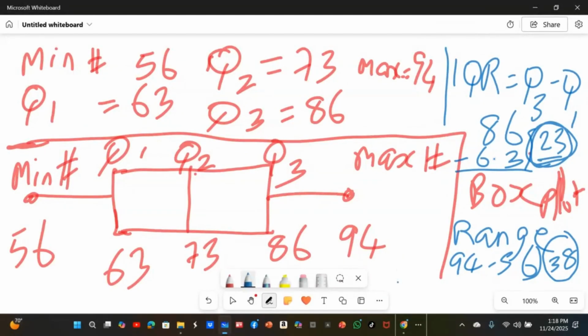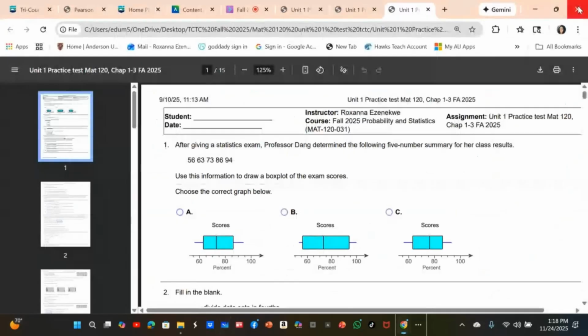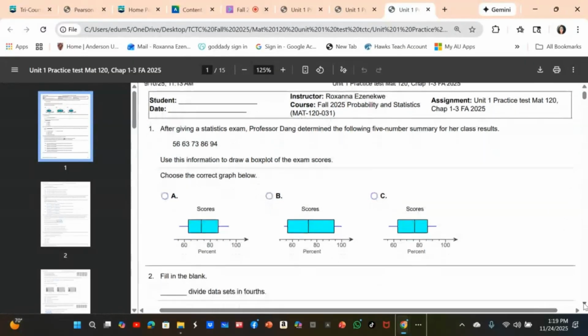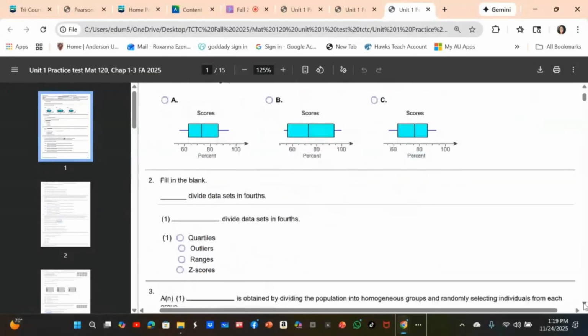So that is question number 1 in that Unit 1 practice test. So that's the question. If you look at the diagram and you are not liking what you're seeing, please draw your own box plot. Make sure you place everything where they're supposed to be. And by the way, in your tests, you will be asked to find the interquartile range. You will also be told to find the range. So make sure you know.